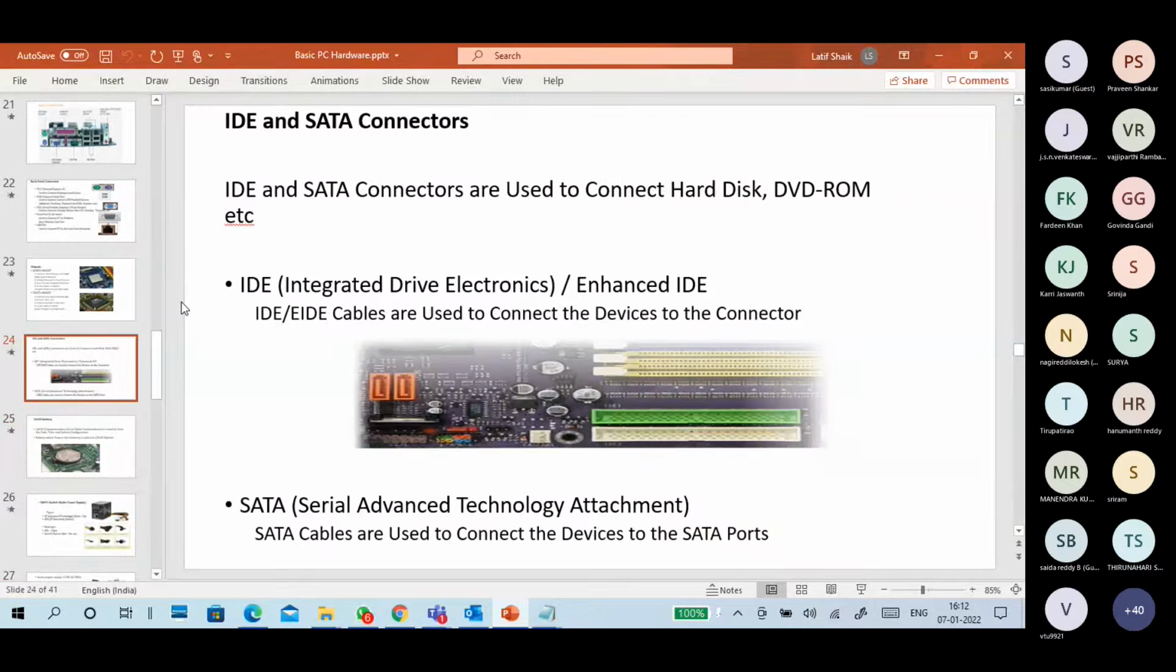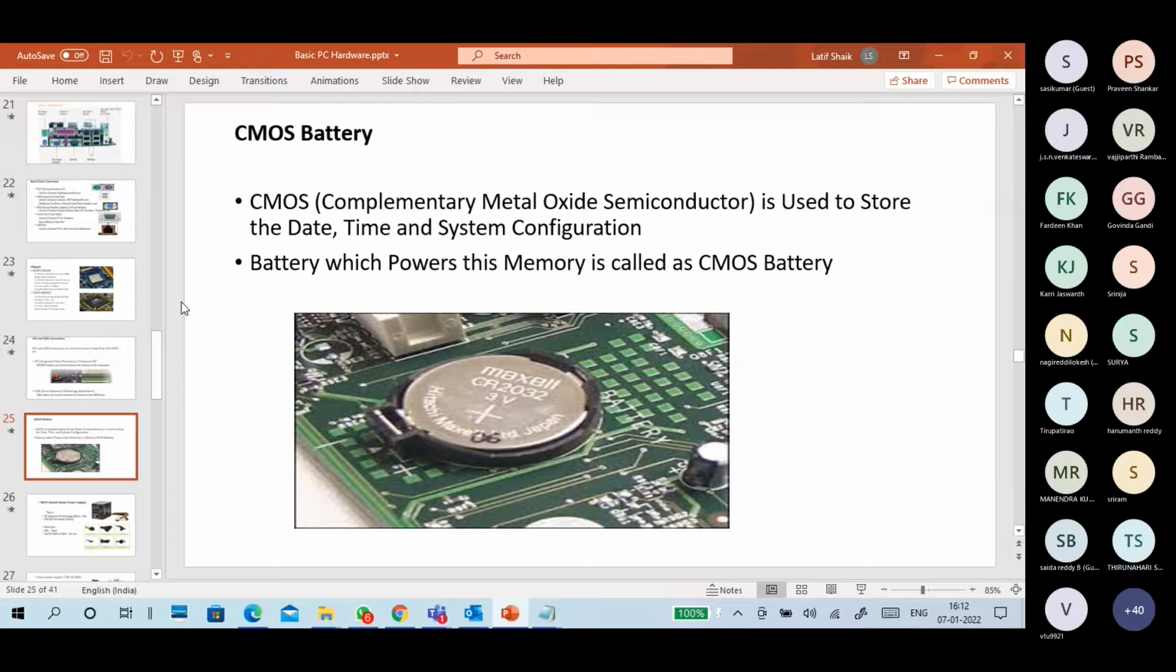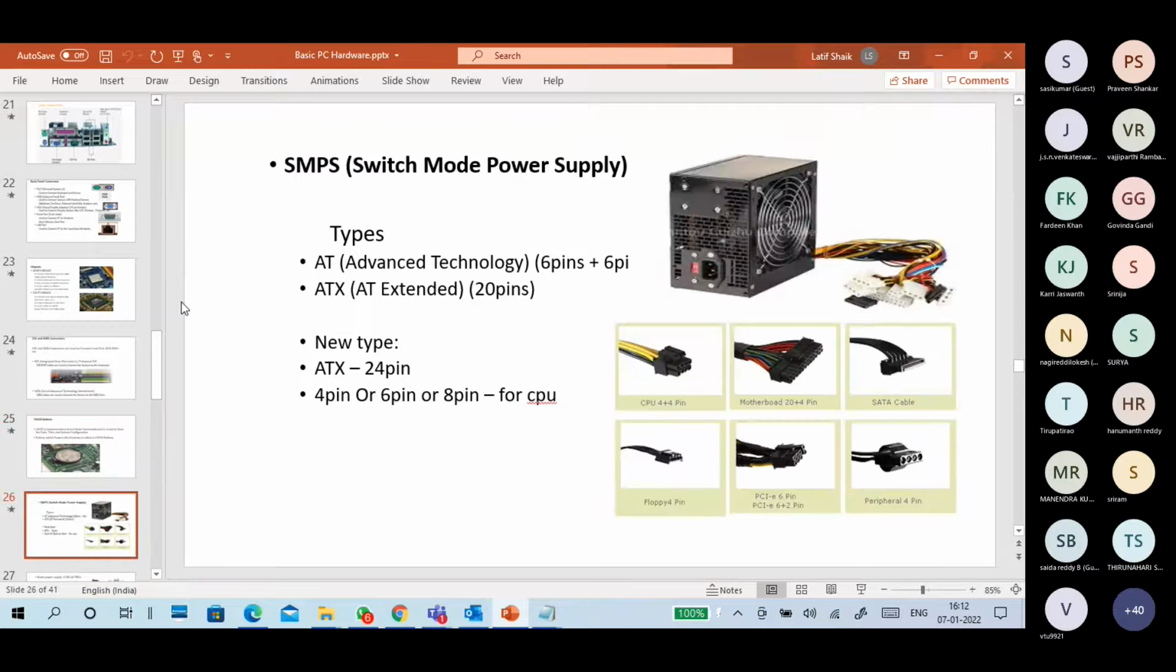These are the different connectors, like IDE and SATA types of connectors. This is the CMOS battery, I will explain that one. These are the different power connectors from the SMPS. Different SMPS are there in the market. Usually we use a 24 pin, the old type. Now we are getting 24 pin plus another separate 4, 6 or 8 pin connector for the CPU.